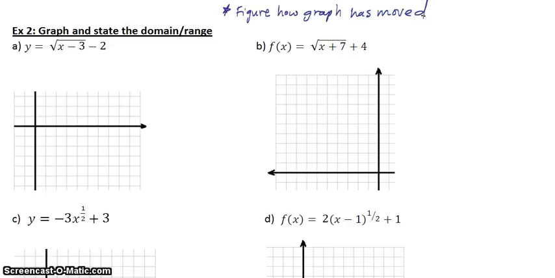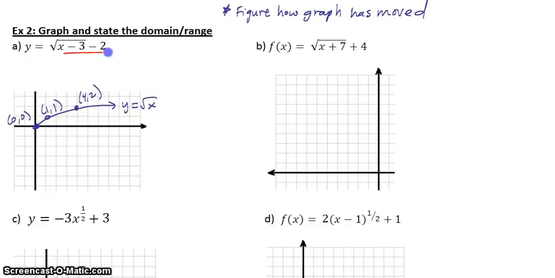And here's what I mean. Our parent function, if I was going to pick 3 critical points for our parent function, it would be (0, 0), (1, 1), and (4, 2). The other points were kind of decimals, so I didn't care about those. So that's our parent function, square root of x. And what I'm telling you is we're going to take that exact function and just move it.